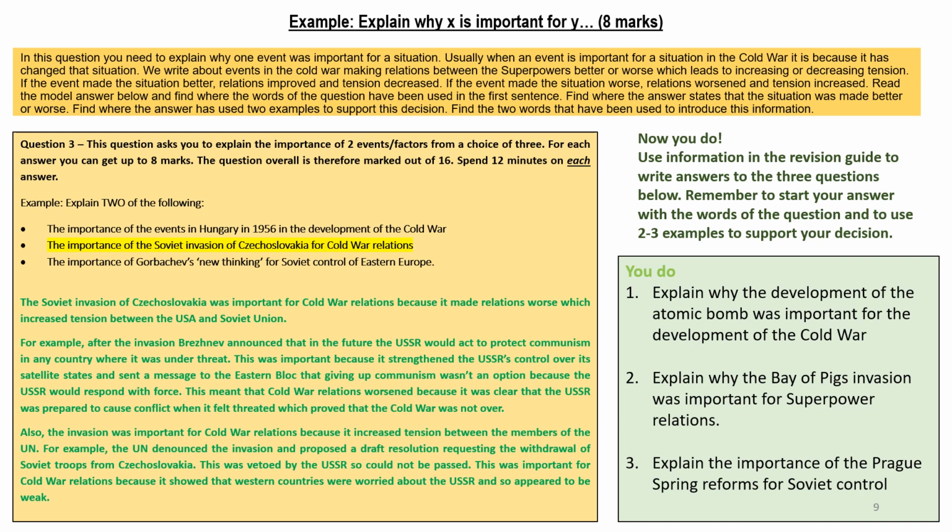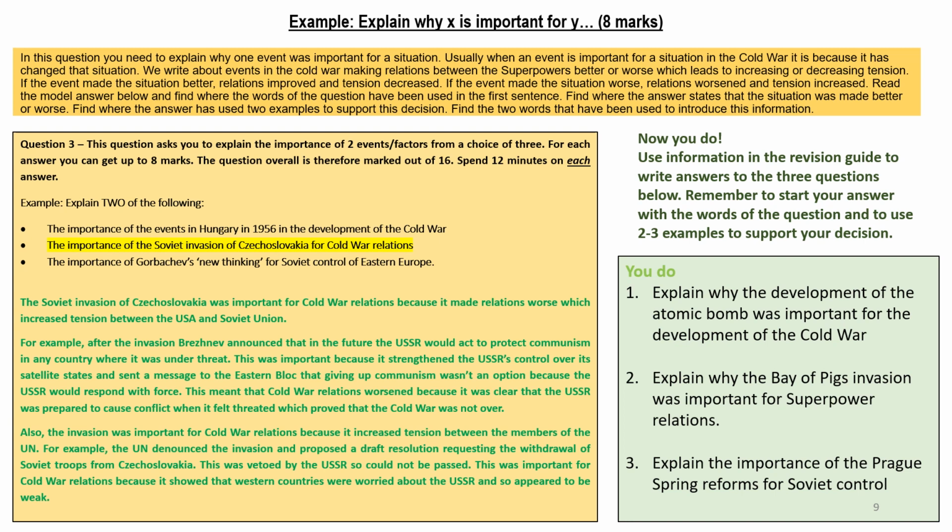I would like you to have a go at some explain why questions. So there are 3 on your page. The first one, explain why the development of the atomic bomb was important for the development of the Cold War. So I would like you to pause the video, copy out that question and underline the keywords. Off you go. So you should have underlined explain why, development of the atomic bomb and development of the Cold War. So in this case, our event is the development of the atomic bomb, and the situation that it's going to change is the development of the Cold War.